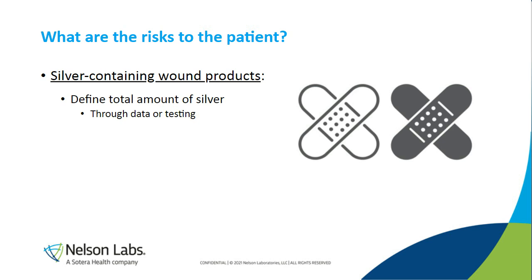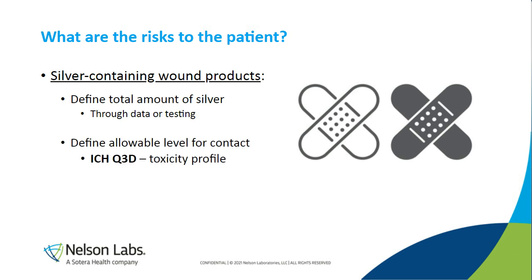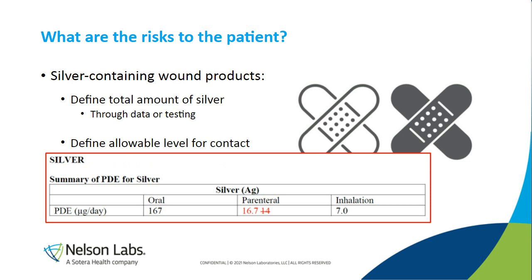So now, the second step is then to define what the permissible levels are for the patient using guidance from documents such as ICH Q3D, right? And these are specific guidance documents that look at potentially allowable levels for metals, okay? So the most recent revision, the R2 of this document, ICH Q3D, indicates that for oral exposure, for instance, the allowable daily limit for silver is 167 micrograms per day. Oral we use as worst case, because when we have, let's say, something that is on the skin, the oral exposure is considered worst case, so we can use that level.